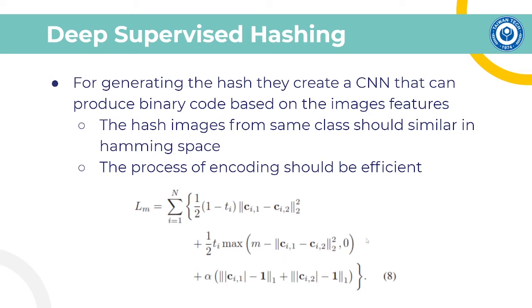So if they are different classes, they will maximize this term, and they do that by using this threshold value. So if they exceed this value, the loss in here will be higher. And the last part is the Euclidean distance between the first hash code and the second hash code. So these two hash codes should be in a near Euclidean distance.